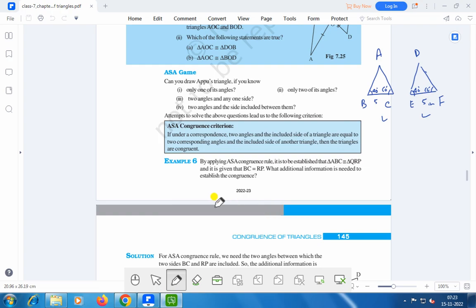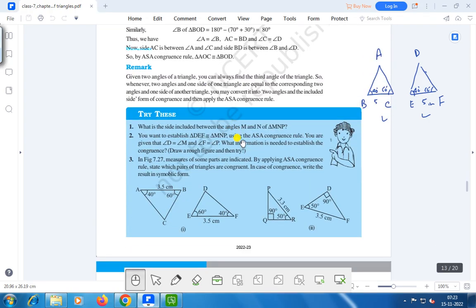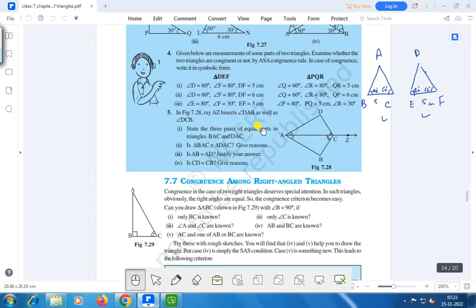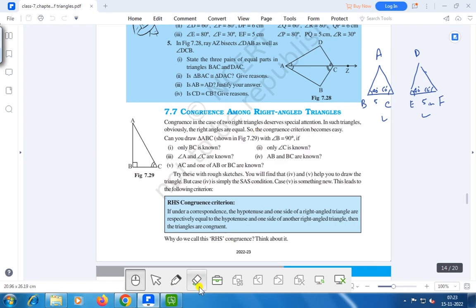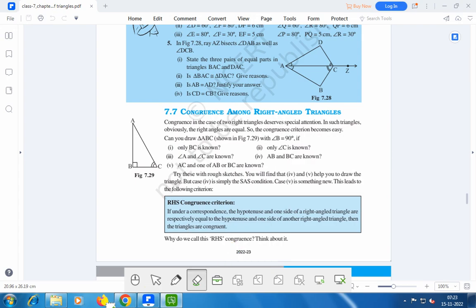Next, we will go to another congruence rule. This is angle side angle side angle. There is another congruence rule, that is congruence among right angle triangles. Here you see we will discuss congruence among right angle triangles. Right angle triangle, hypotenuse side. Suppose this is a triangle. This is a right angle triangle. This is another triangle.